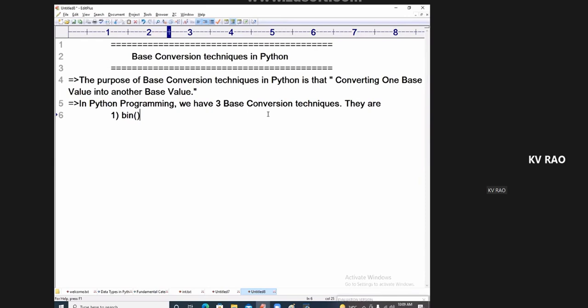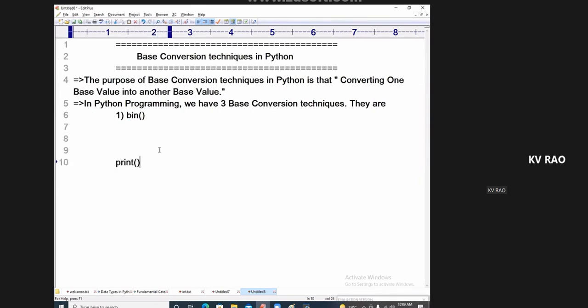Every type of operation is carried out by using functions. As we already discussed, print is a function. Function means a name with opening brace and closing brace. English meaning of function is performing an operation. Type is also one function, performing a certain operation. Like that, id is also one function. Like that, bin of is a function.